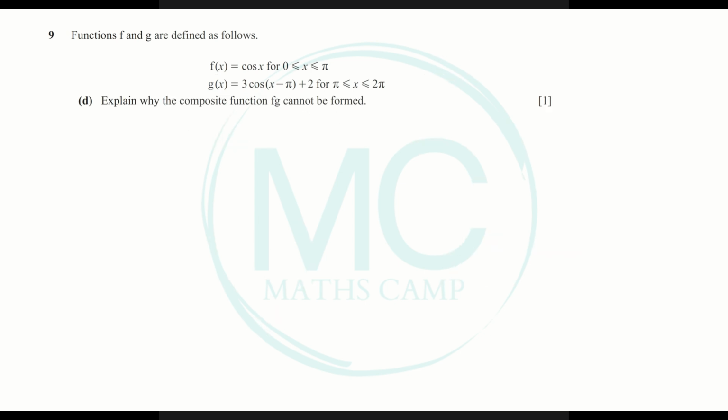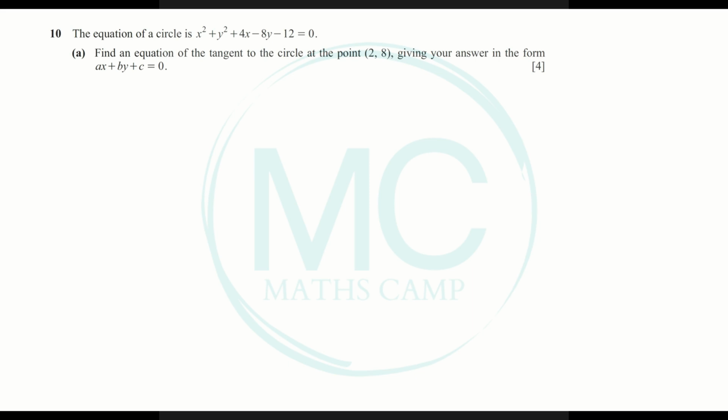Part D asks us to explain why the composite function fg cannot be formed. Now, a composite function cannot be formed when the domain of the output function does not include the entire range of the input function. So, as our answer, we can say the domain of f does not include the whole range of g, and this is our final answer.